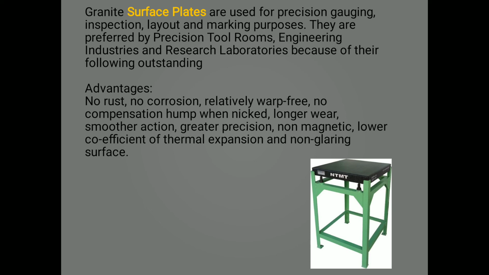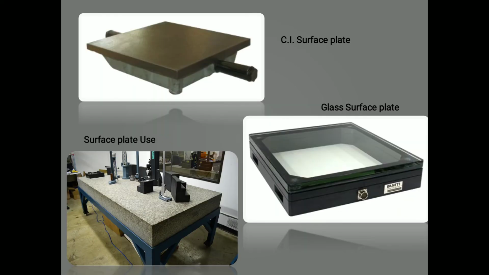So this is the granite surface plate which is used to take the datum reference while taking readings and for calibration. Here you can see the CI surface plate shown in the figure, then the glass surface plate over here. Then how exactly the surface plate is used. This is the granite plate.